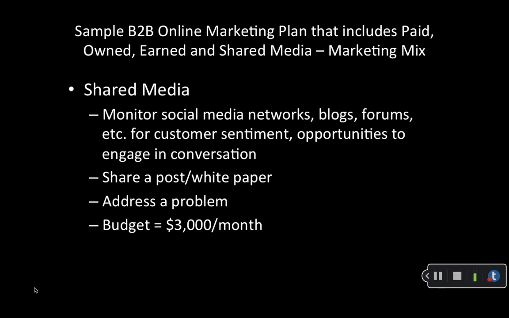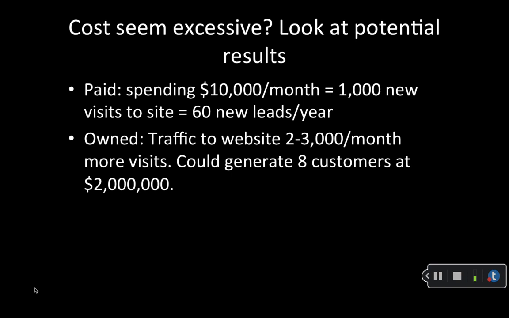So the total dollars allocated for this marketing mix would be this. For paid media, $10,000 to $20,000 a month. For owned media, $7,500 per month. For shared media, $3,000 per month. And for earned media, $5,000 per month. That's a total of $25,500 to $35,500 per month, or $306,000 to $426,000 per year. Sound like a lot?